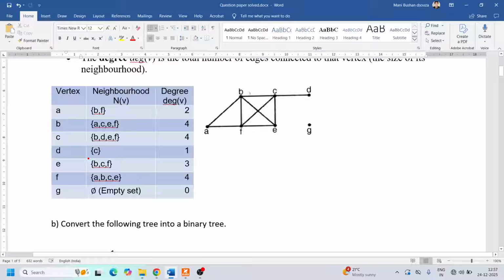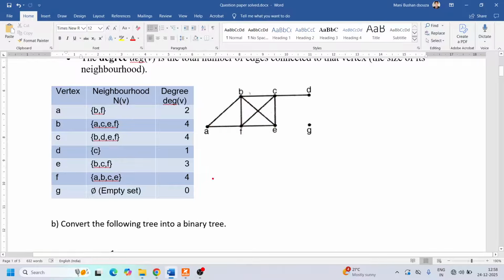Now let us look at the vertex F here. If you look at the vertex F here, F is connected to A, F is connected to B, F is connected to C, F is connected to E. So it is connected to A, B, C, E. These are the neighborhood of the vertex F. And what is the degree? 1, 2, 3, 4 is the degree of this particular vertex.